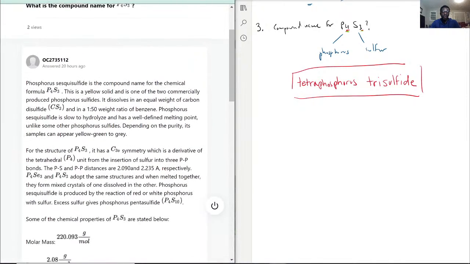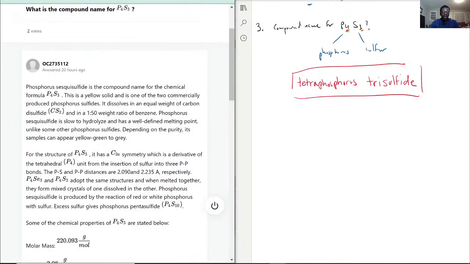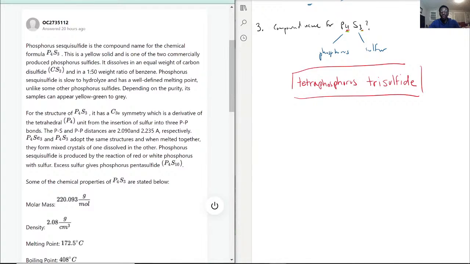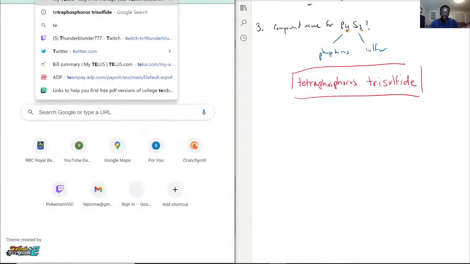Okay, so for this they do actually say phosphorus sesquisulfide. Technically, as we said, it's not wrong, but it doesn't really help you familiarize yourself with how to name molecular compounds, which is the goal here, I believe. So, for example, if we had this P4S10, this would be tetraphosphorus decasulfide. And if I search that up, which I will, we should actually get that.